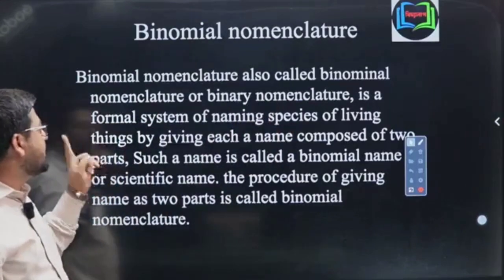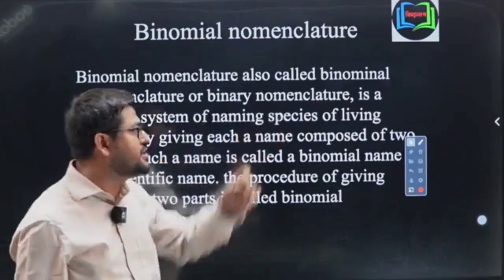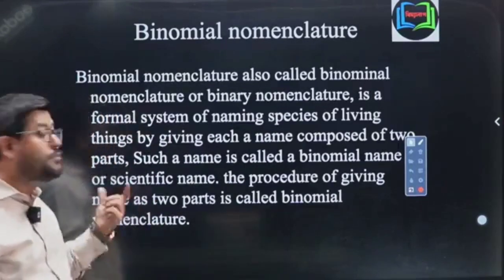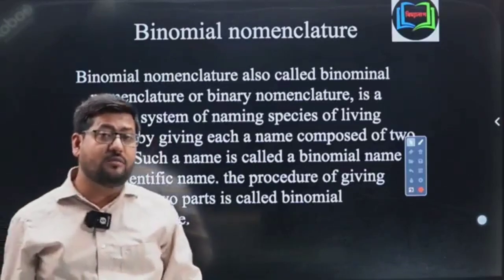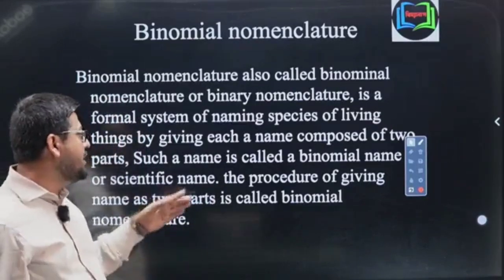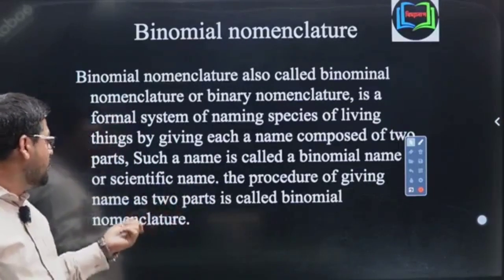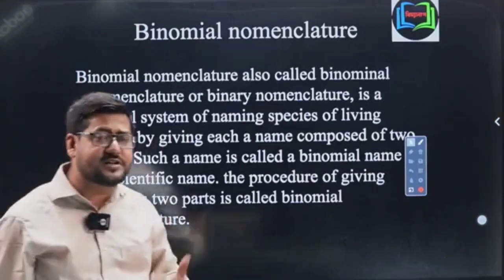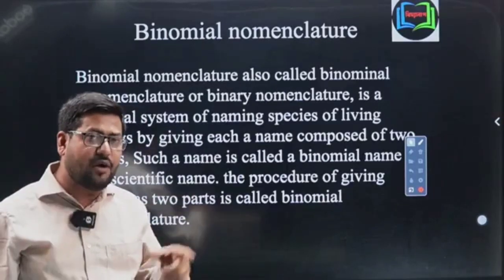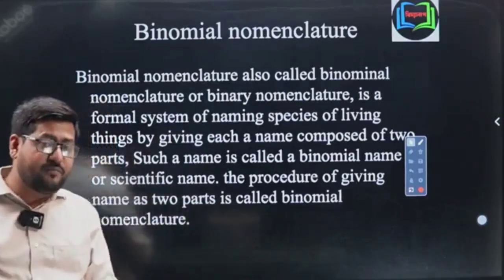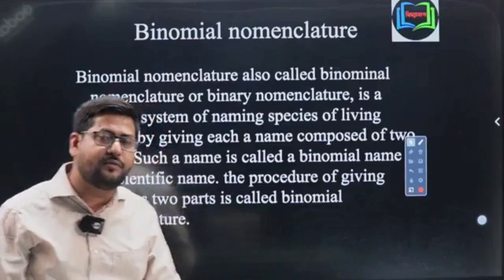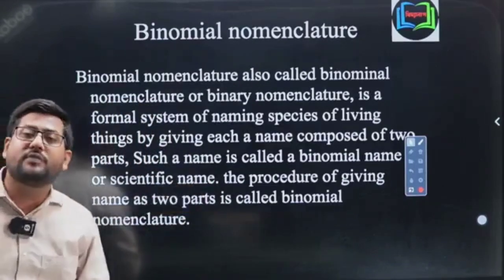It is a formal system of naming species of living things by giving each a name composed of two parts. In binomial nomenclature all individuals have two particular name parts, genus and species. Finally, the genus and species together form the name of a particular animal and are considered its scientific name. And this procedure of writing the scientific name for a particular individual is the binomial nomenclature.